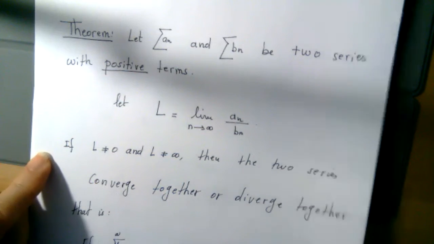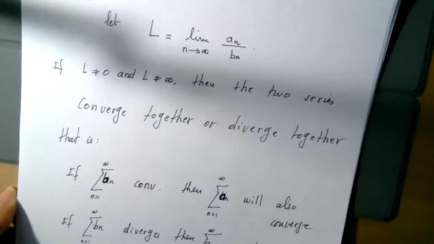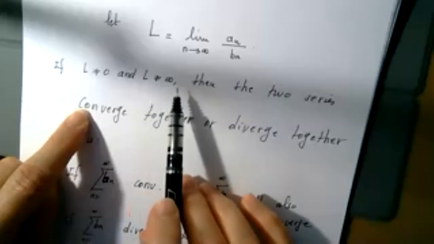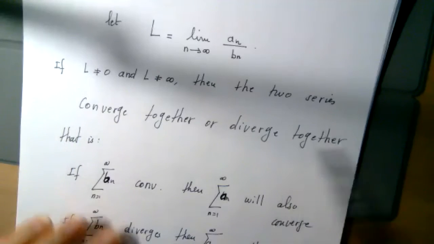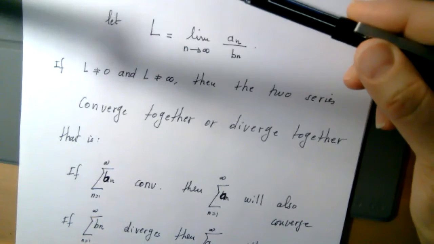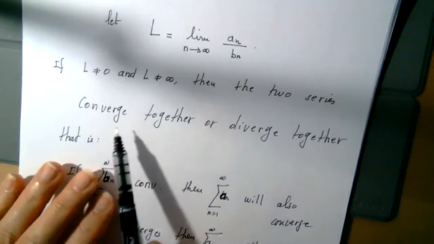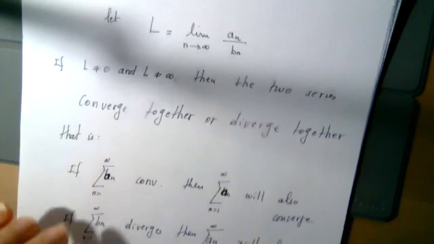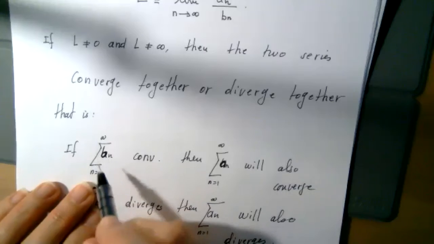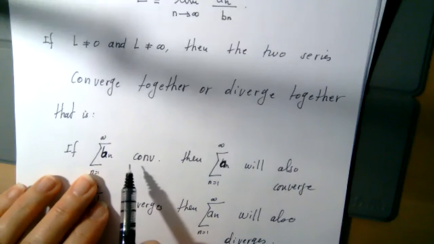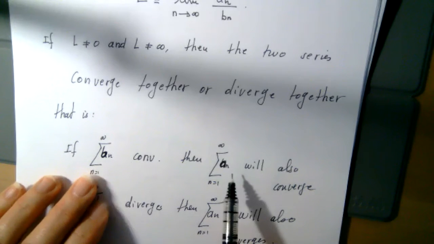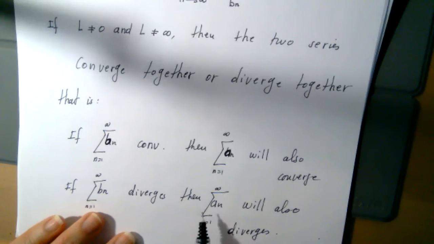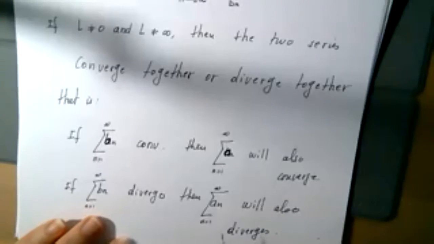The theorem tells me that if you compute this limit and you get a number not 0 and not infinity, then the two series, sigma an and sigma bn, converge together or diverge together. What do I mean by that? It means that if sigma bn converges, then sigma an will also converge. And if sigma bn diverges, then sigma an will also diverge.